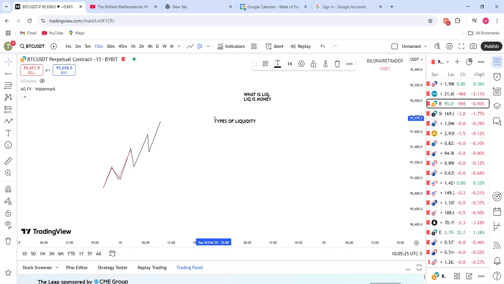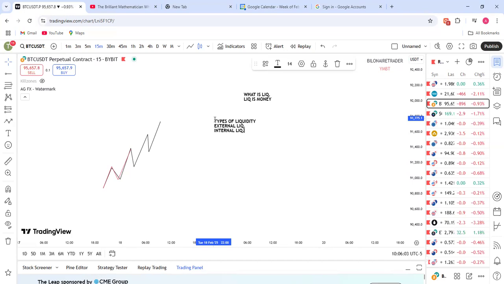And when we talk about types of liquidity, I will just list three types of liquidity. The first one is the external liquidity. We have internal liquidity. External, internal liquidity.